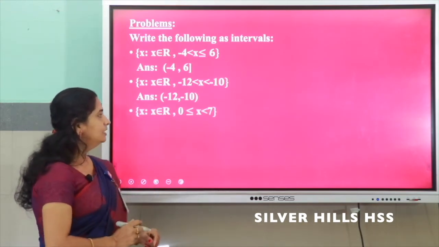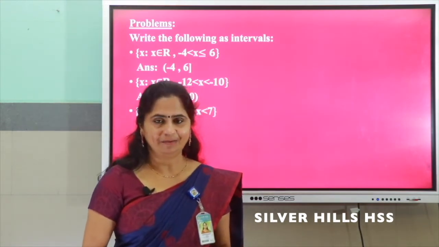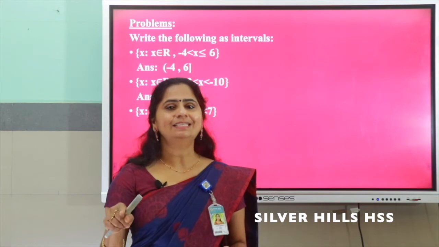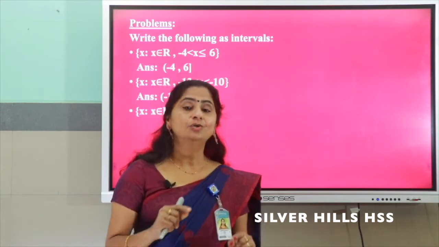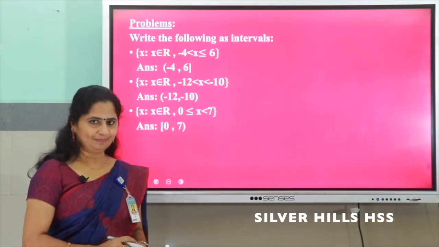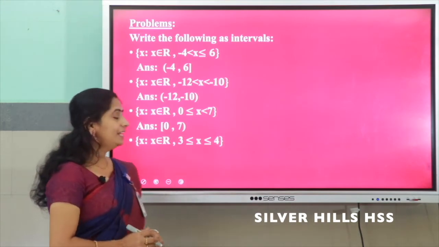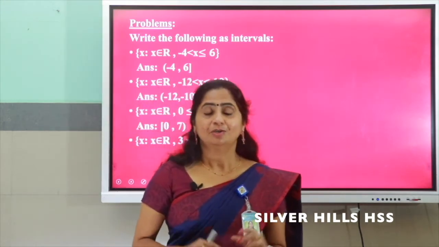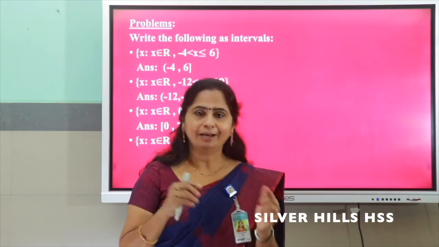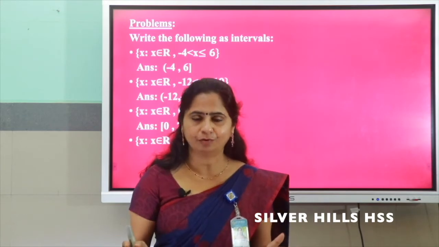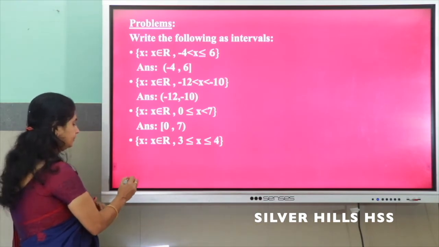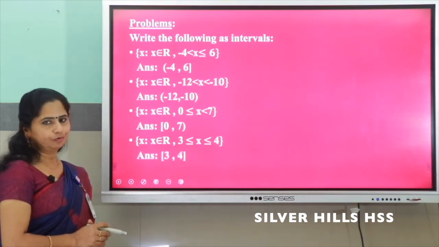Next example, 0 less than or equal to x less than 7. 0 less than or equal to sign is there, so 0 is included. Less than 7, 7 is not included. So we can write this in the interval form as closed 0 open 7. Next is 3 less than or equal to x less than or equal to 4. So both are less than or equal to signs. What does it mean? x can take both 3 and 4 and all the values in between 3 and 4. So we can use the closed bracket for both the values, that is closed interval 3 comma 4.